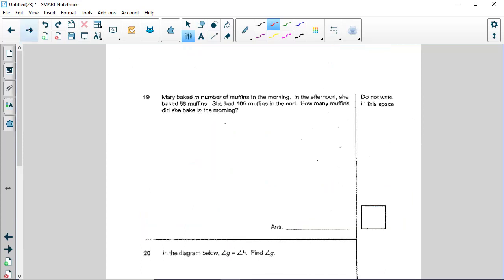Okay, now, Mary baked M number of muffins in the morning. In the afternoon, she baked 58 muffins, and then she had 105 muffins in the end. So how many muffins did she bake in the morning? Okay, so what do you do? You add the morning, which is M. We don't know how many muffins, but it's M, plus the afternoon, which is 58, and add them together, and you will get 105.